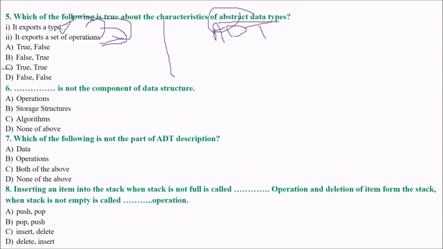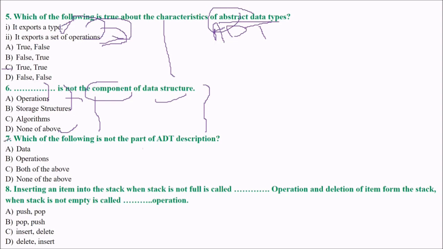Next is, dash is not the component of data structure. What is not the component of data structure? These are the options for you. Can you answer? And the answer is none of the above. That means operations, storage structures, algorithm, they all are the components of data structure.